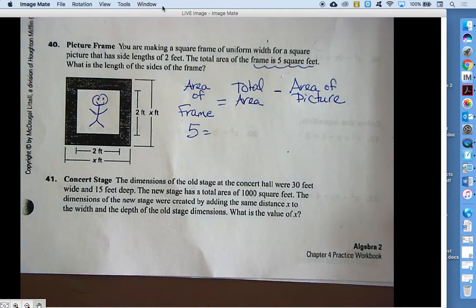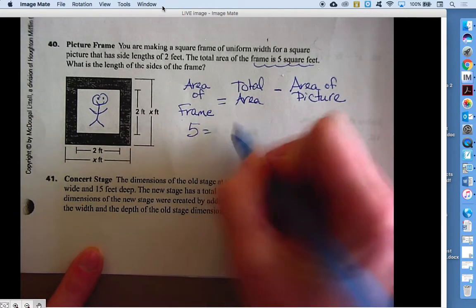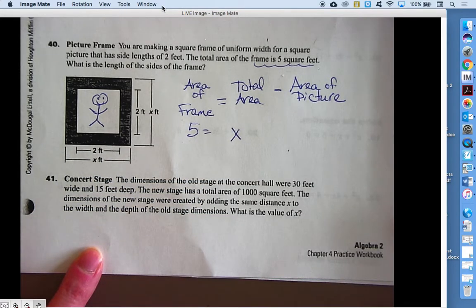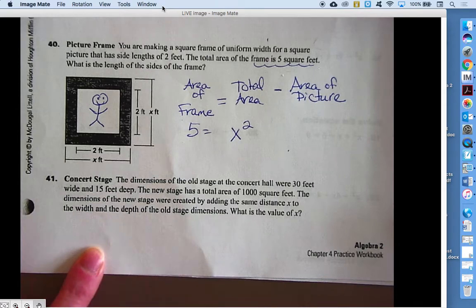Nina said that the area is length times width. Well, what's the length of the entire frame, or the entire piece of artwork, whatever it happens to be? Brandon, what's that length? x. So the entire length is x. And if it's length times width, I really have x times x, or x squared. Is that a square? Yes, it is.